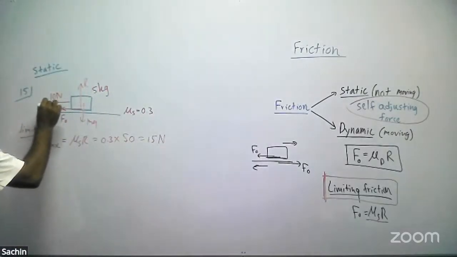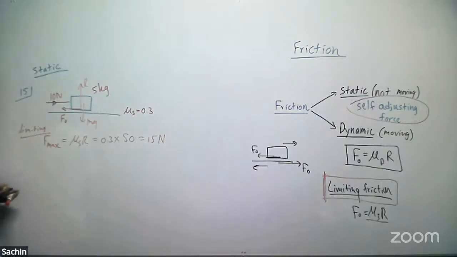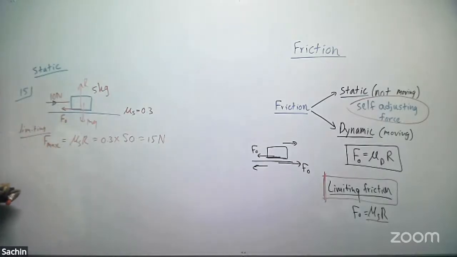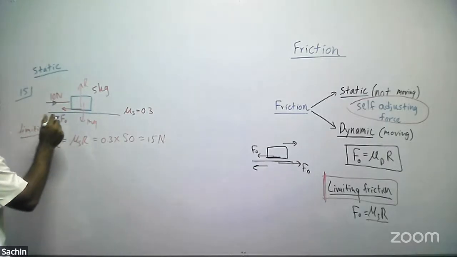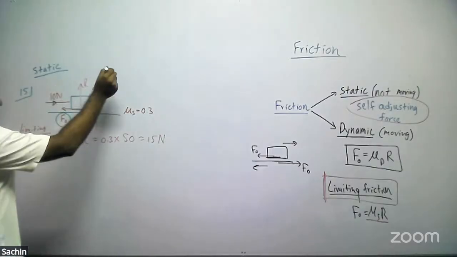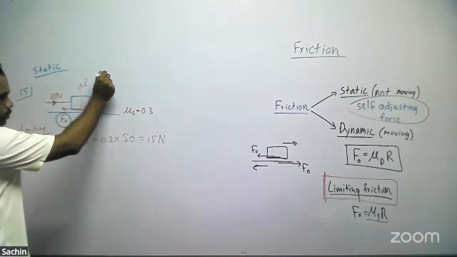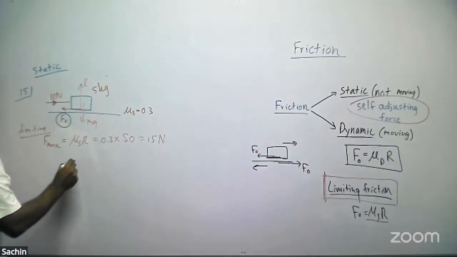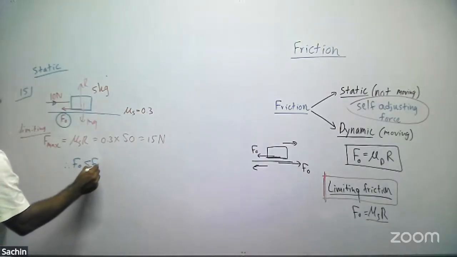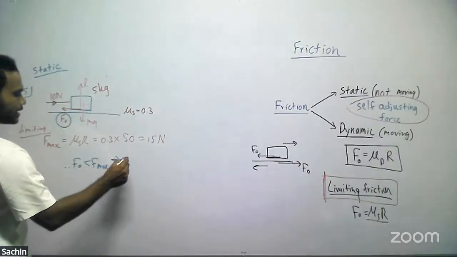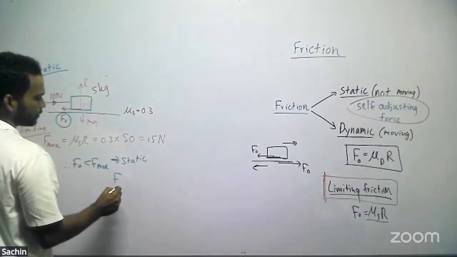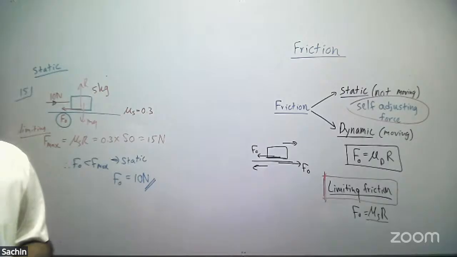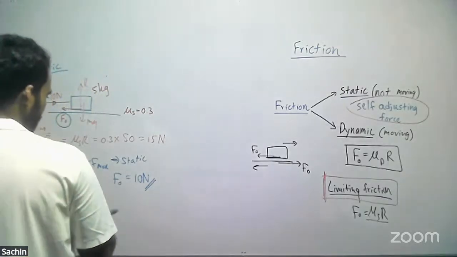The force given here is only 10. If we have 10 newton of friction, that is enough. Only 10 newton of friction is enough to keep this object static, not moving. So this is a static condition. The required friction is less than the maximum friction, that means this is a static case, so the friction force is 10 newton.